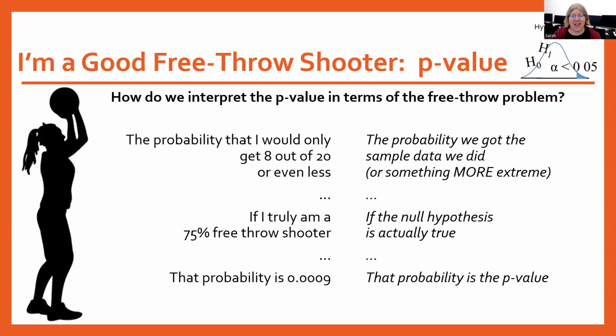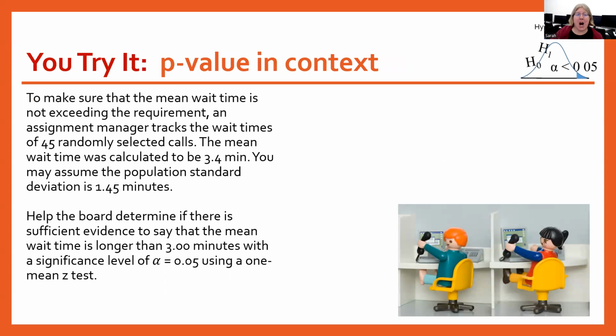0.0009. All right, so I want to revisit our mean wait time for those customer service calls. And your p-value here was 0.032. So what I'd like you to do is to interpret this p-value in context of this problem using that formal definition. So you're going to do this very similarly to how I just set up that basketball one. So go ahead and pause the video and give this a try.